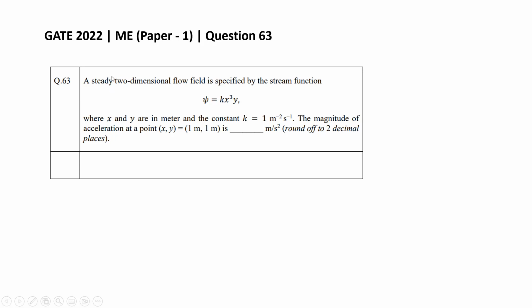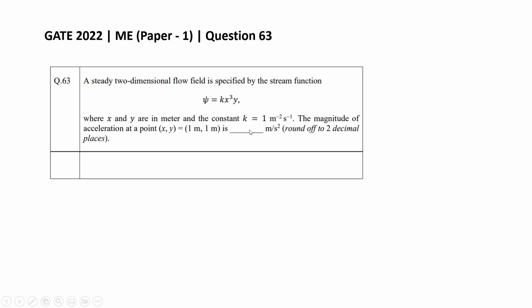In this video, we will solve GATE 2022 ME Set 1 question number 63. This question is from the topic fluid mechanics, and the question is: a steady two-dimensional flow field is specified by the stream function psi equal to kx cube y, where x and y are in meters and the constant k is 1 per meter square per second. The magnitude of acceleration at point (1, 1) is in meter per second square.